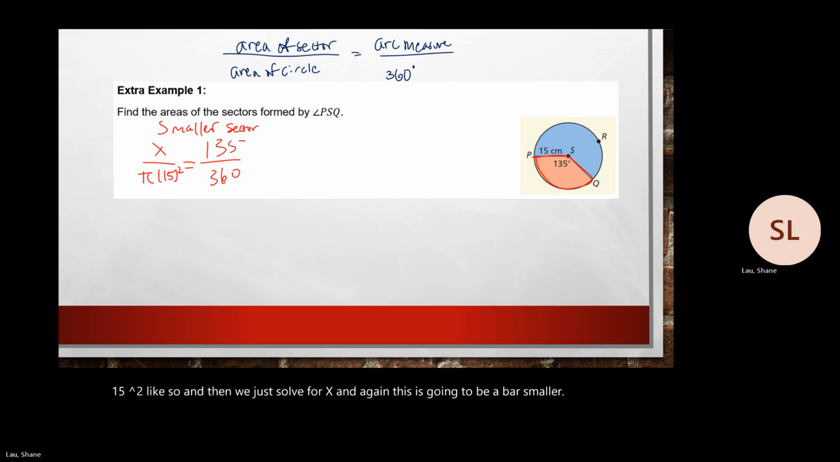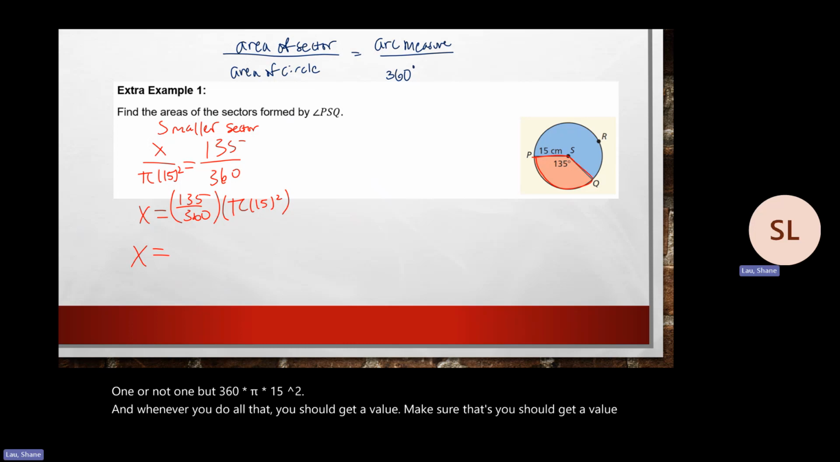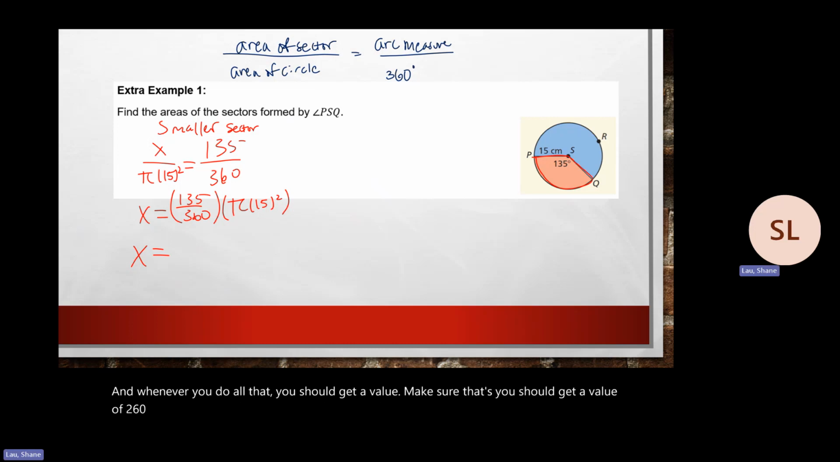Multiply across. x equals 135, or not 135, but 360 times pi times 15 squared. And whenever you do all that, you should get a value. Let me make sure. You should get a value of 265,072. This is going to be in centimeters squared.